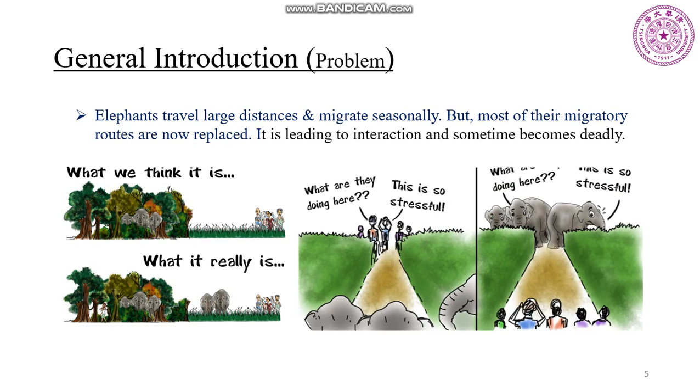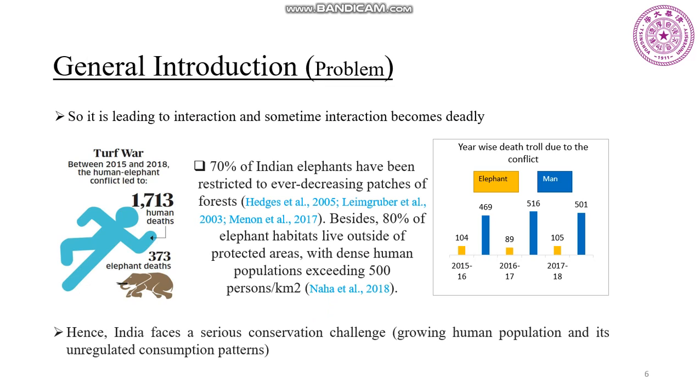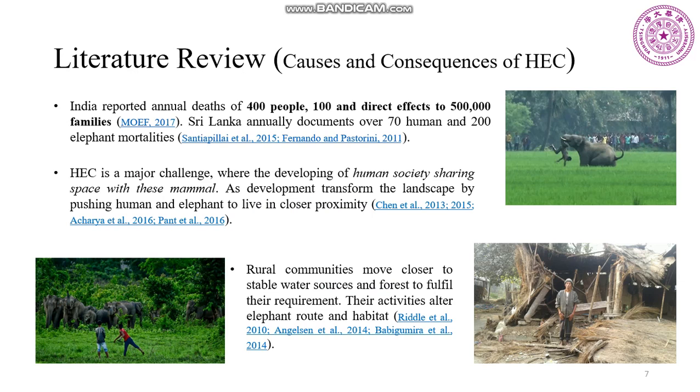The cause is that elephants travel large distances for social activities, for food, water, and other things. But most of the migratory routes have been replaced by human activities like build-ups, roads, and other things. That is leading to interaction between humans and elephants. Sometimes it becomes deadly, which has led to the loss of many human lives as well as elephant lives. That's why India is facing a serious conservation challenge, with its growing human population and its consumption pattern forcing elephants into closer contact with humans.